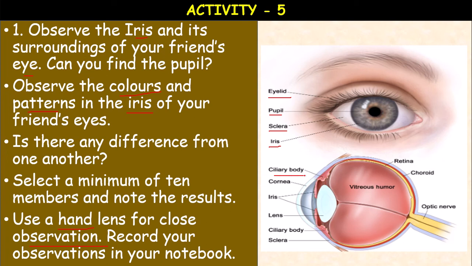Once again, here are the ciliary body, cornea, iris, lens, and ciliary body. The sclera is the outermost layer, the retina is the innermost layer, and the choroid is the middle layer. This is the optic nerve. There are two chambers: here the aqueous chamber, and here the vitreous humor or vitreous chamber.